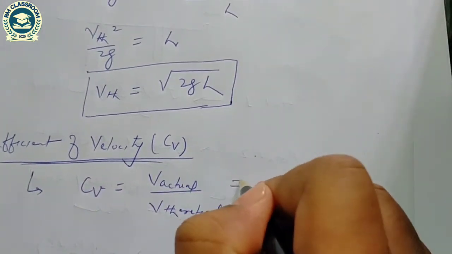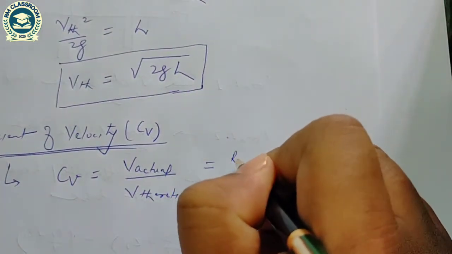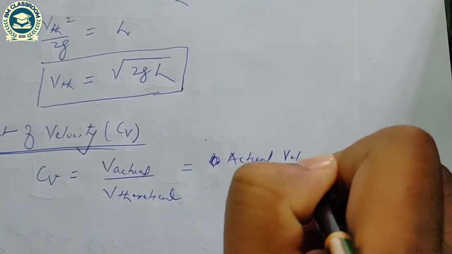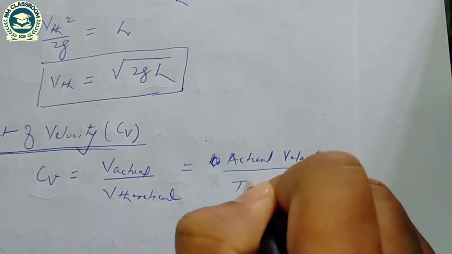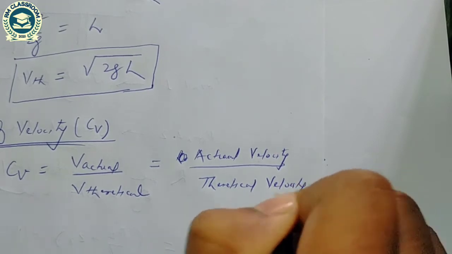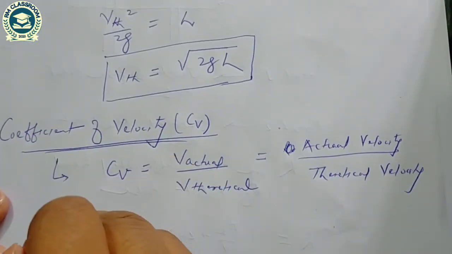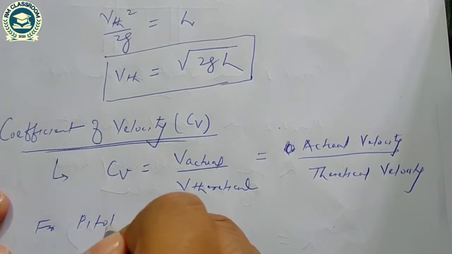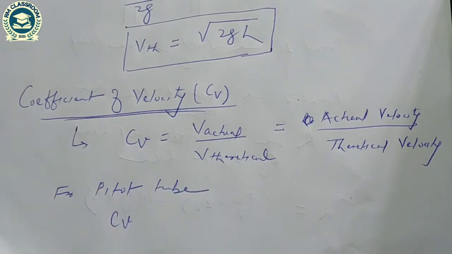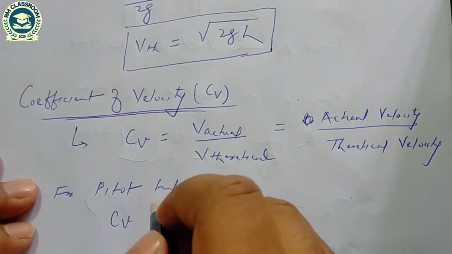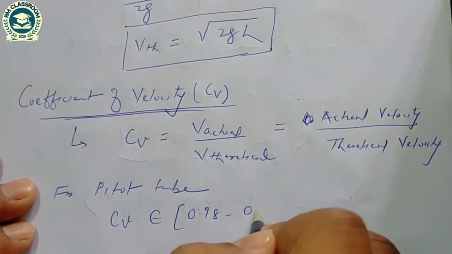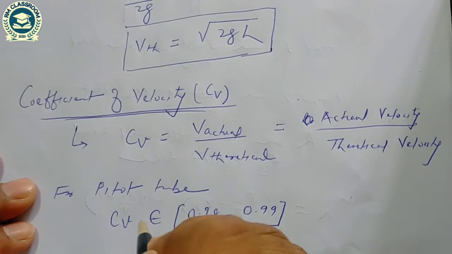So it is the ratio of actual velocity to the theoretical velocity. For the pitot tube, the value of CV lies between 0.98 and 0.99.